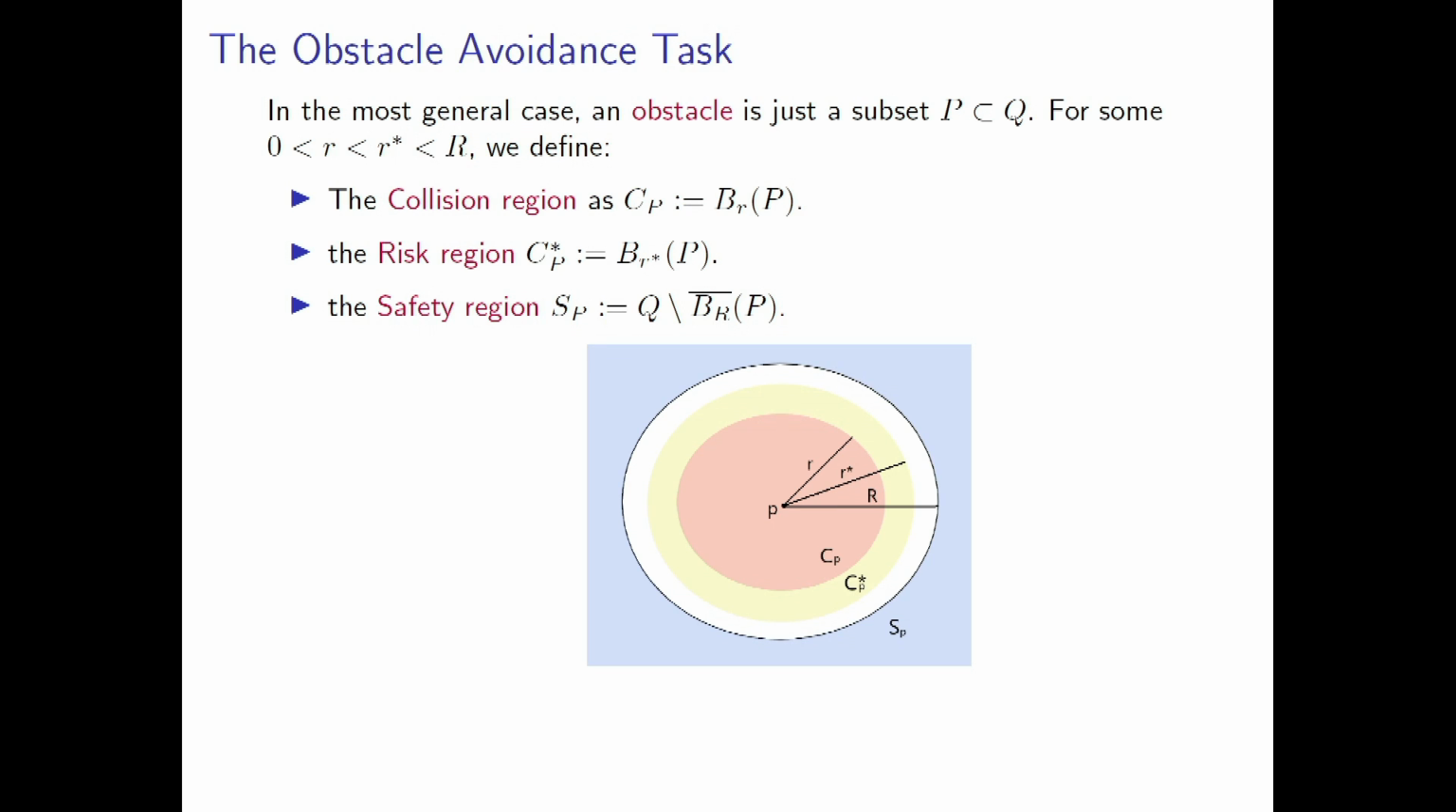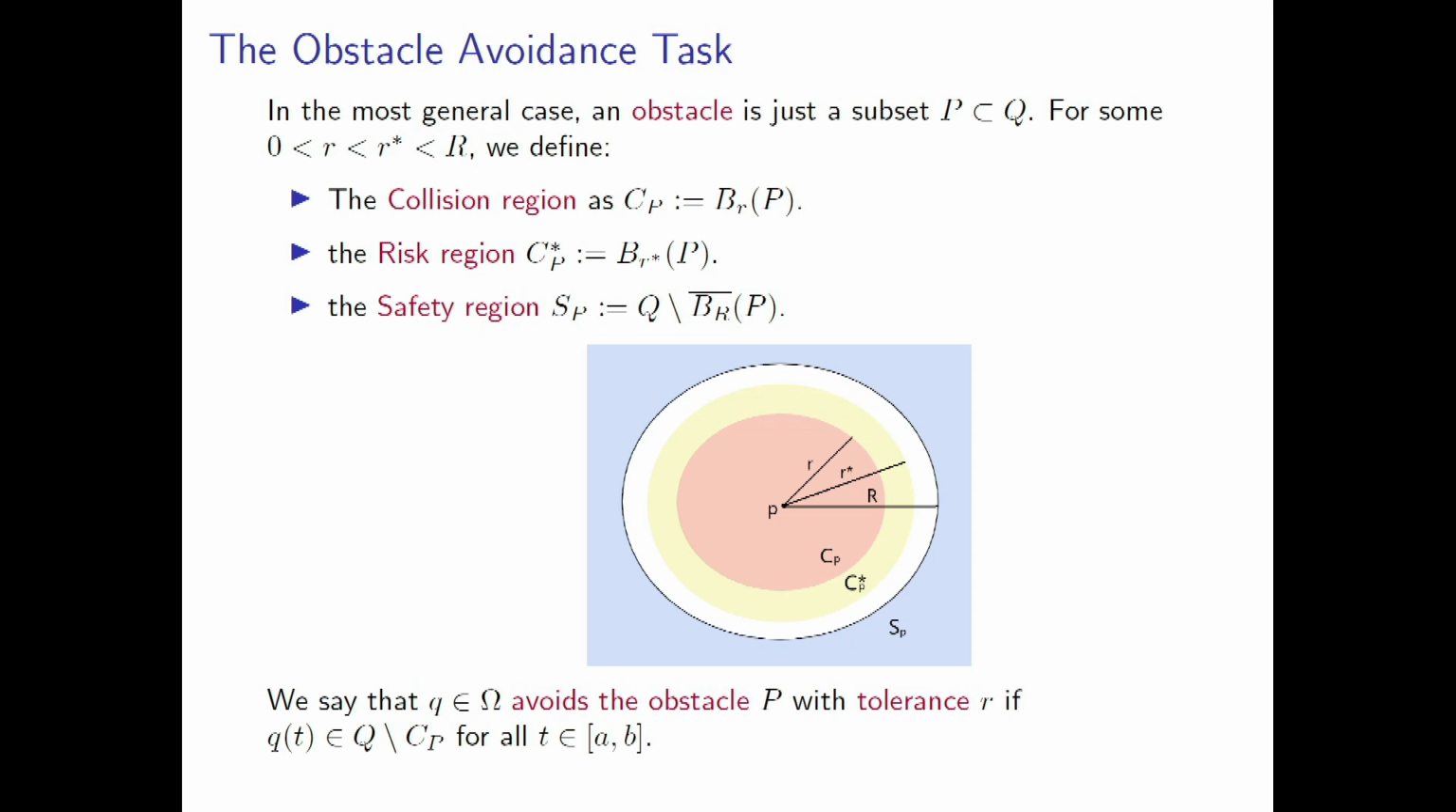To talk about obstacle avoidance, we need to define three kinds of regions given three real numbers r, r star, and capital R. We can define the collision region as the red region here, the risk region as the yellow region, and the safety region as the blue region. And we say that q in omega avoids the obstacle p with tolerance r if q of t is in Q minus the collision region for all t in [a,b]. That means it's in the risk region or the safety region.